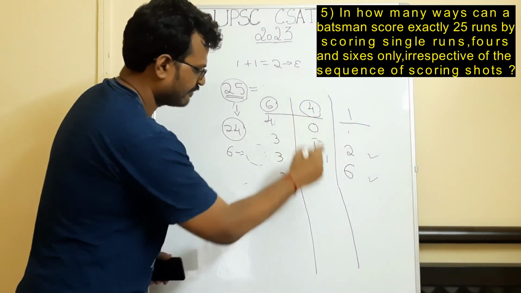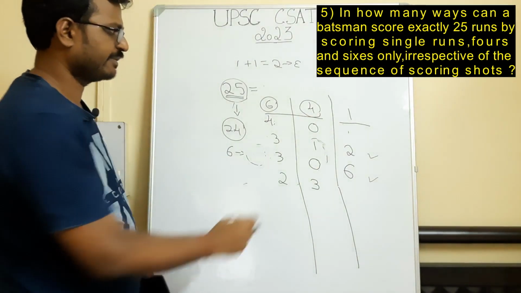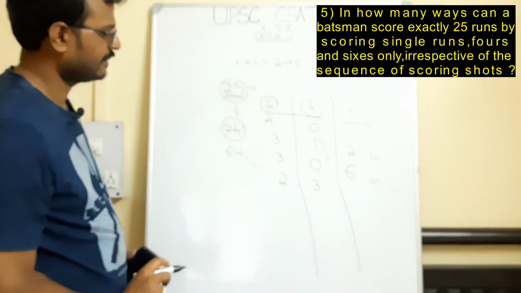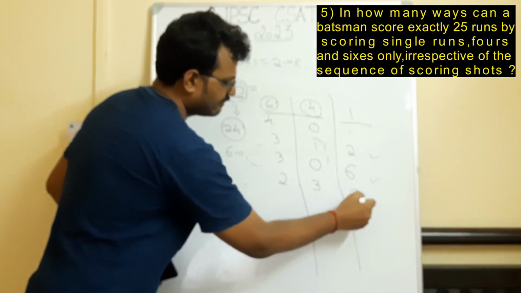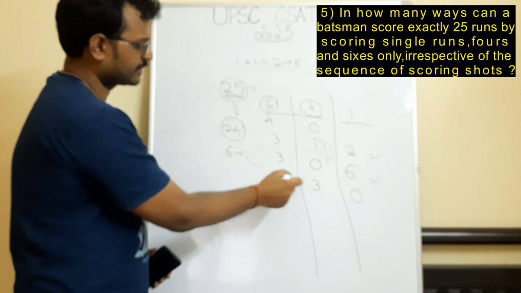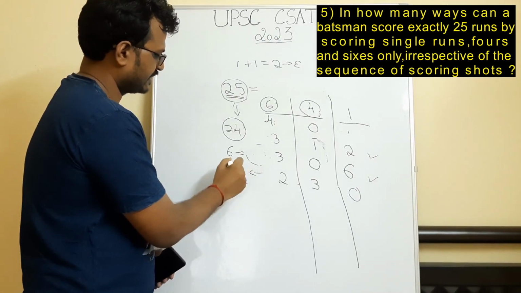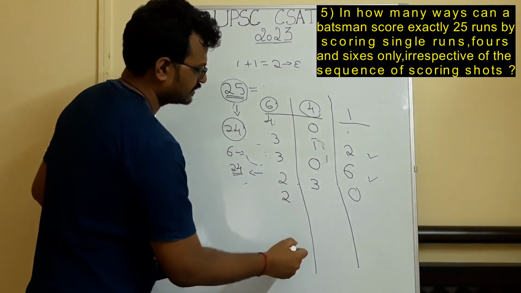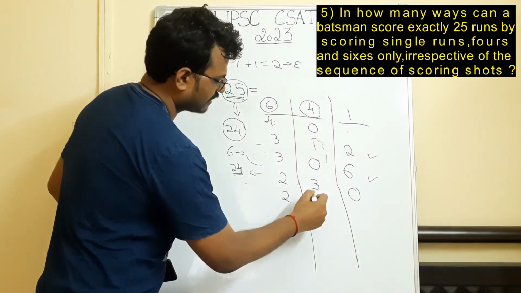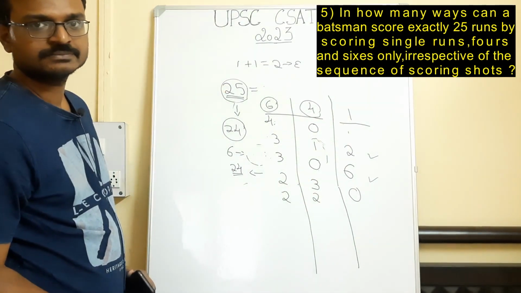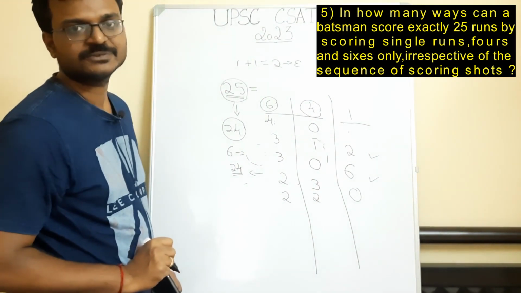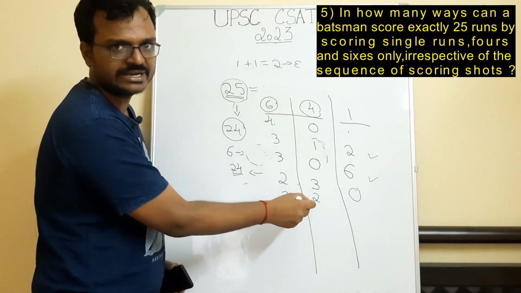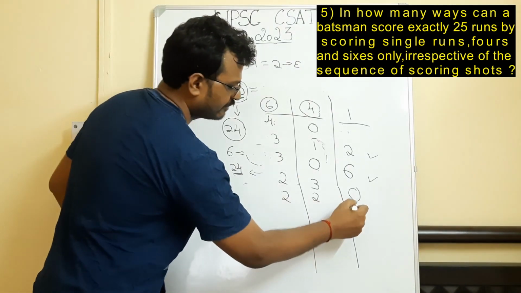So if 4 can appear thrice, then what will happen? 4 into 3 is 12, and we don't need any 1s, because 4 into 3 is 12, 6 into 2 is 12, and totally we will get 24, our desired product. Next combination is 6 is twice, but 4 appears twice. Now we are left with 4, right? Because 6 into 2 is 12, 4 into 2 is 8, 12 plus 8 is 20, 24 minus 20 is 4, and we will get 4 ones here.